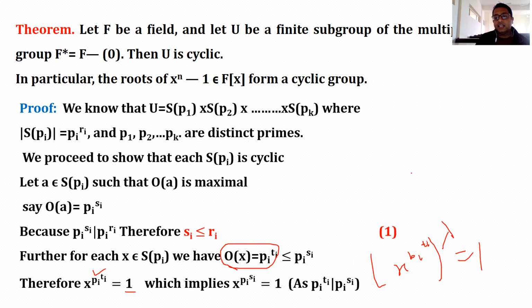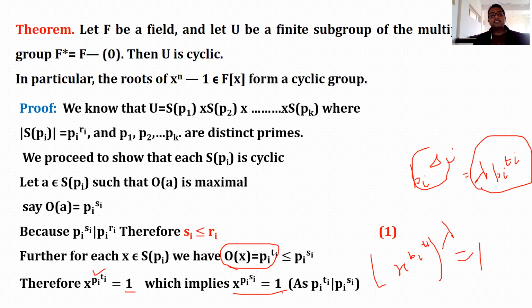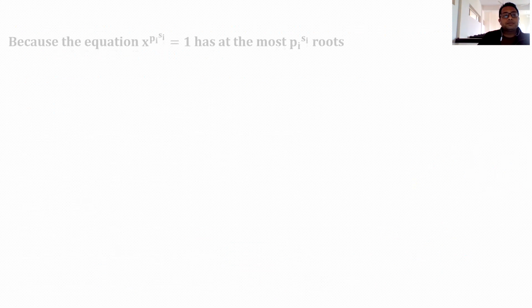And since pi^Ti divides pi^Si, pi^Si will be a multiple of pi^Ti. So that's why we are saying that if raising to the power pi^Ti gives answer 1, then if we multiply pi^Ti by lambda we get pi^Si. So x^(pi^Si) should also be equal to 1.